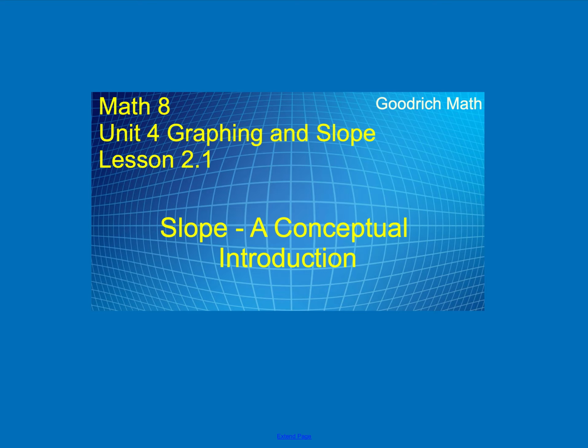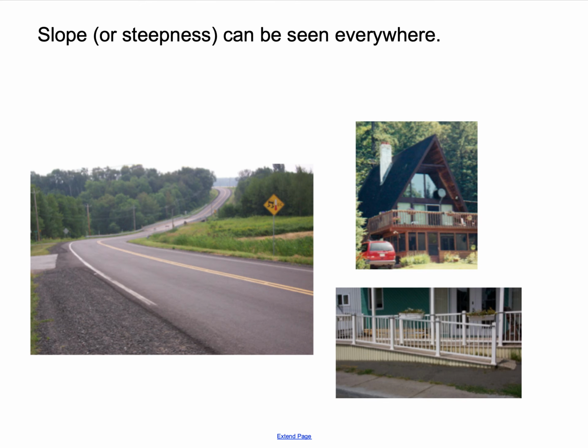Unit 4, Graphing and Slope. Lesson 2, Part 1, Slope, a conceptual introduction. We're going to go over places that slope occurs. So slope or steepness can be seen everywhere.